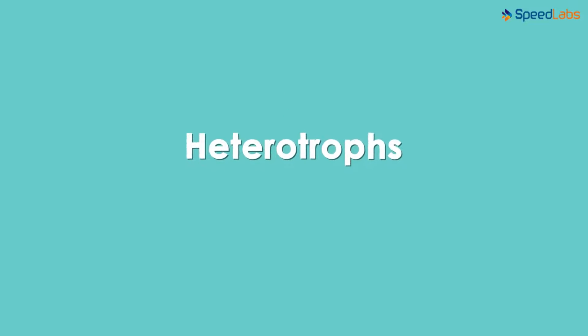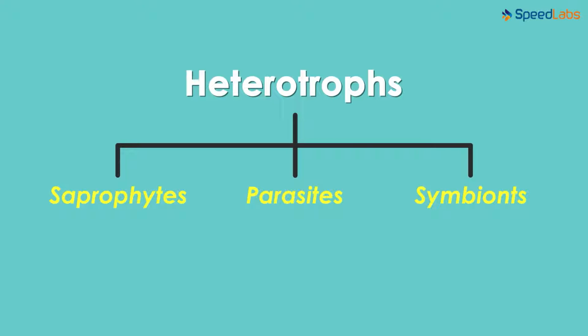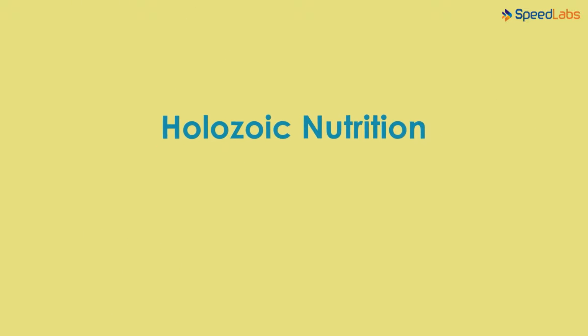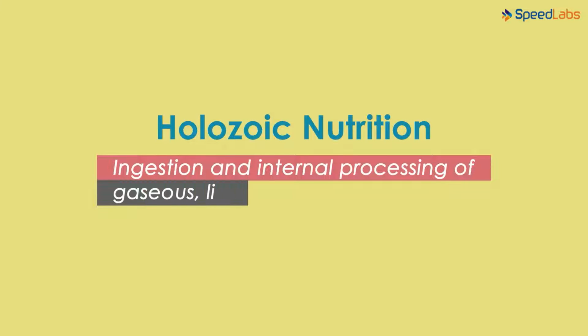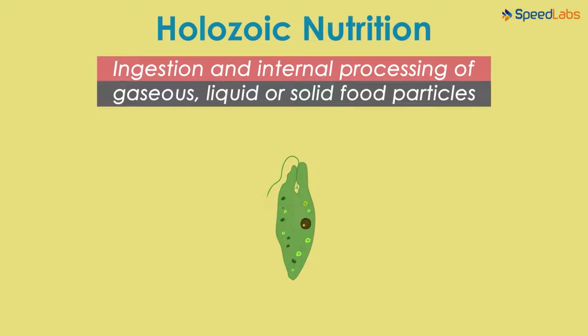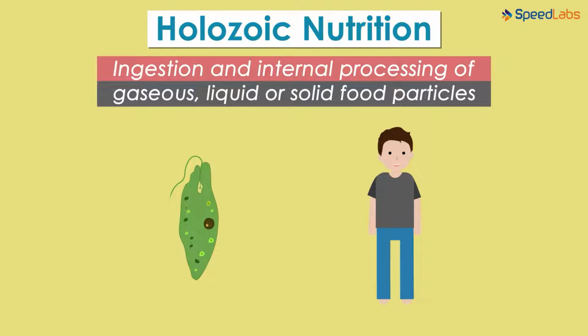In our previous video, we have learned how different heterotrophs such as parasites, saprophytes, and symbionts obtain the necessary nutrition to sustain their life. In this video, let's learn about another type of heterotrophic nutrition, which is called Holozoic nutrition. It's characterized by the ingestion and the internal processing of gaseous, liquid, and solid food particles. Protozoa and most of the free-living animals, such as humans, exhibit this type of nutrition.